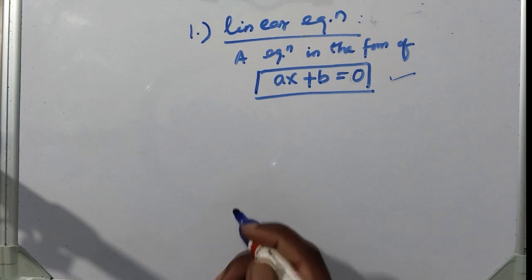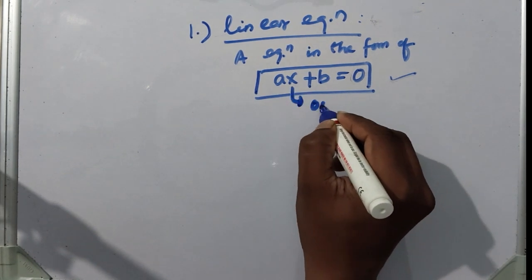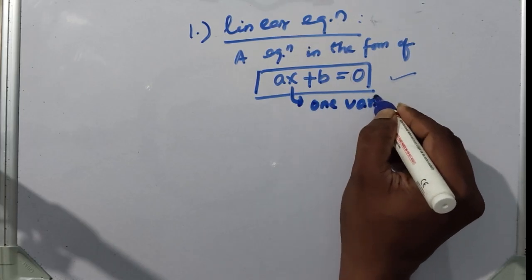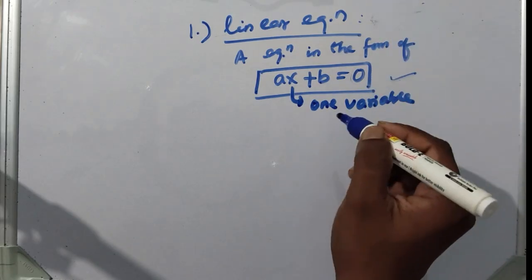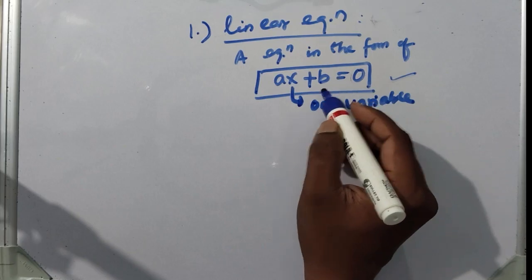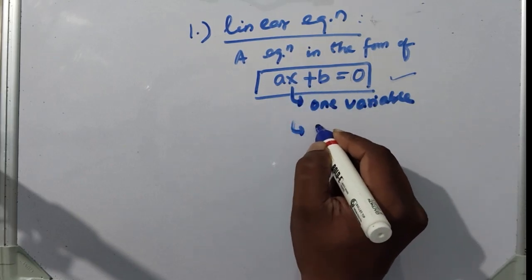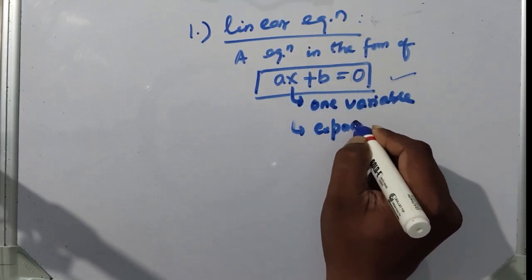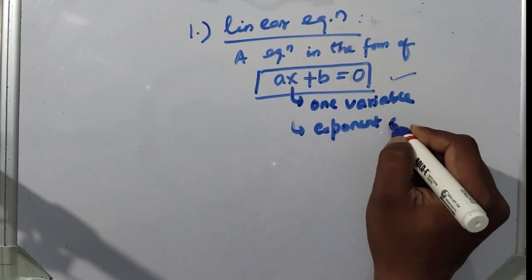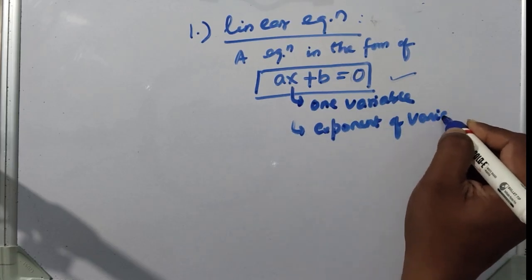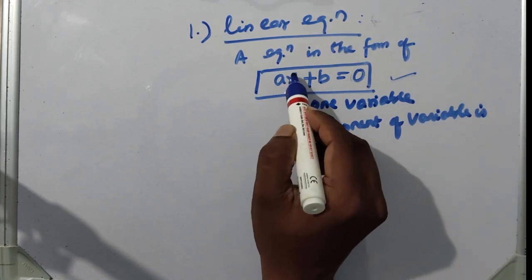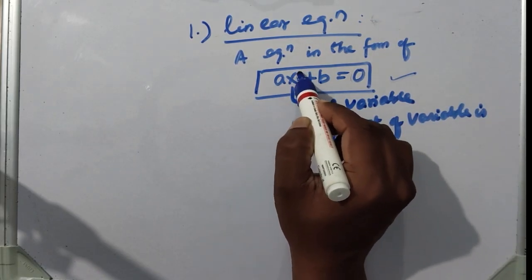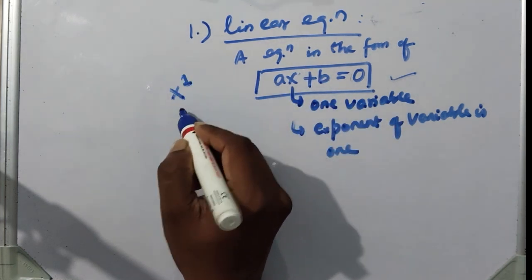Why is this a linear equation? Because it contains only one variable, and the exponent of the variable is 1. Here x has exponent 1, x to the power 1.